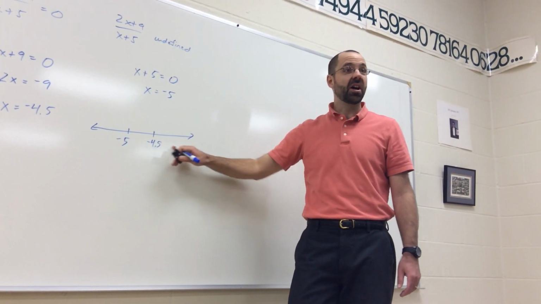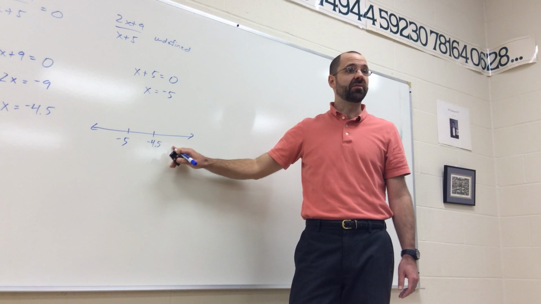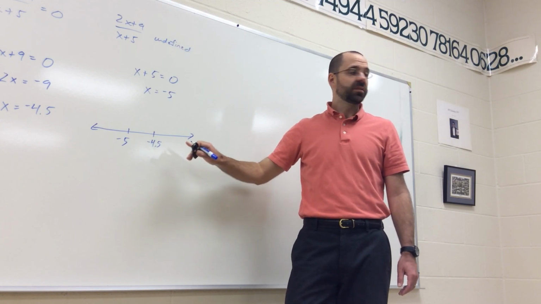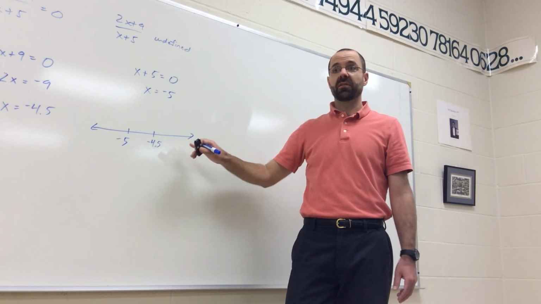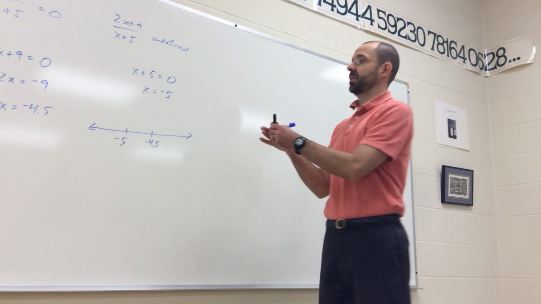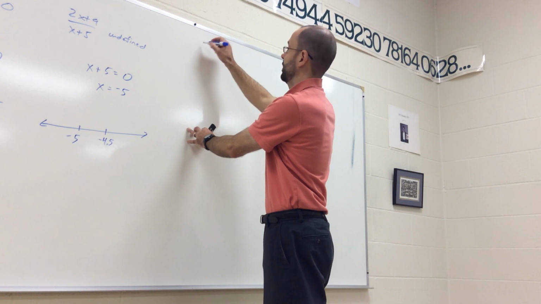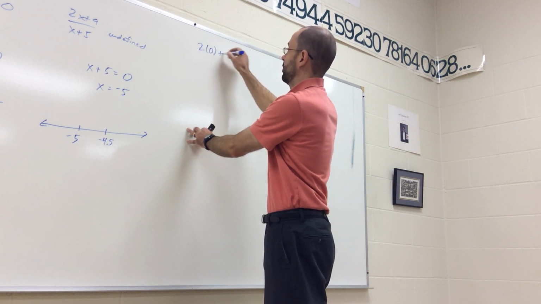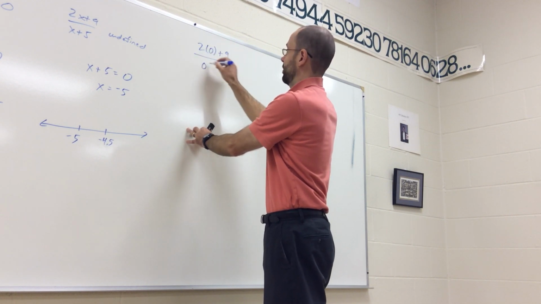Okay, so for this area up here, I need a number that's above negative 4.5. So one number that's above negative 4.5 is 0. So I'm just going to test 0. So let's see, 2 times 0 plus 9 all over 0 plus 5.